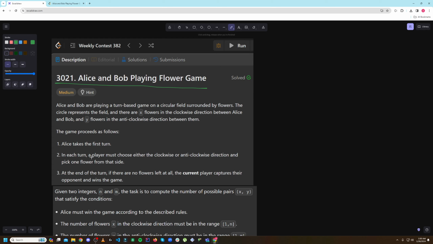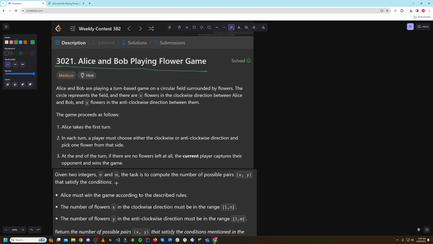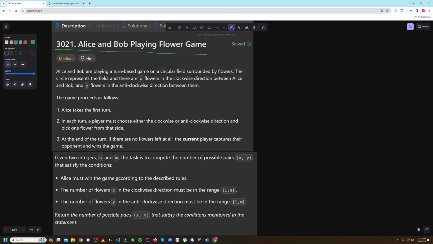The game proceeds as follows. Alice takes a turn. In each turn, a player must choose either the clockwise or anti-clockwise direction and pick a flower. At the end of the turn, if there are no flowers left at all, the current player captures their opponent and wins the game. Given two integers n and m, the task is to compute the number of possible pairs x and y that satisfy the conditions. Alice must win the game according to the described rules.